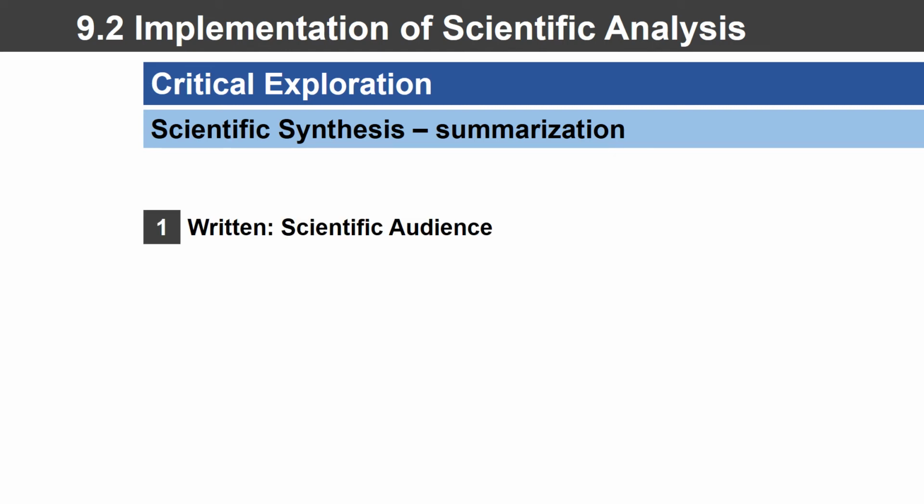The first is to create a short, abbreviated, written synopsis, let's say, of the whole paper, and we want you to do so for a scientific audience. The goal here is to, in just a couple of short sentences, in your own words, be able to convey the main findings and the main significance for this article, as if you were writing to fellow scientists.